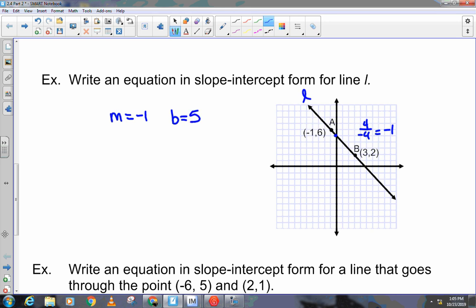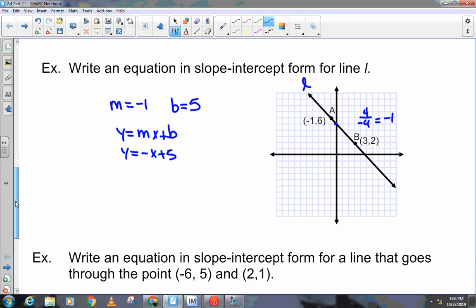So if I can get that much information and it's asking for slope-intercept form, I'm good to go. I can replace my m with negative 1, and I can replace my b with 5. So that would be y equals negative, you can put the 1 or just a negative, x plus 5.